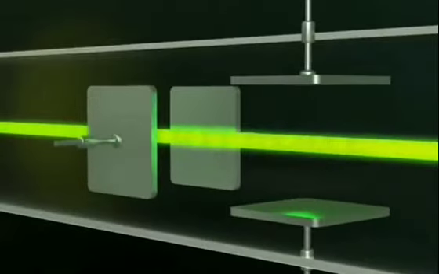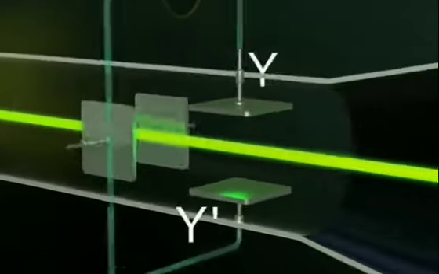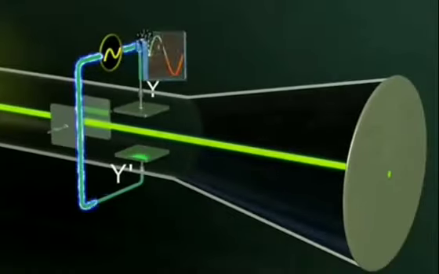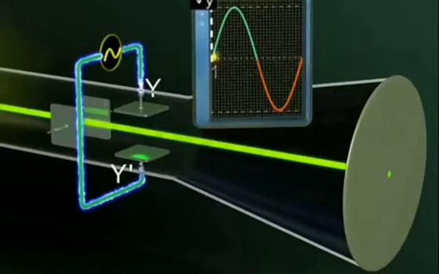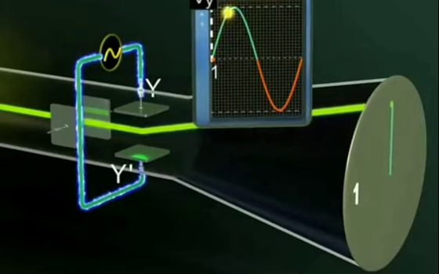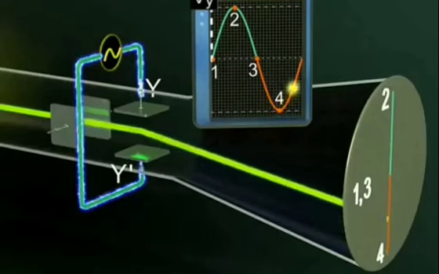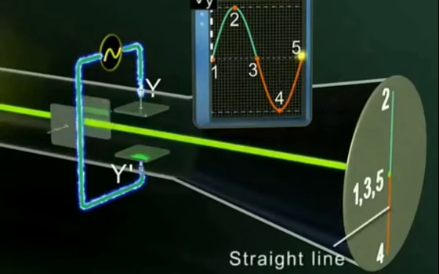Deflecting system. There are two sets of deflecting plates. When a potential difference is applied to the YY' plates, it deflects the beam in the vertical plane. As a result, the spot of light moves vertically up and down in response to the applied voltage, and it traces out a straight line on the screen.